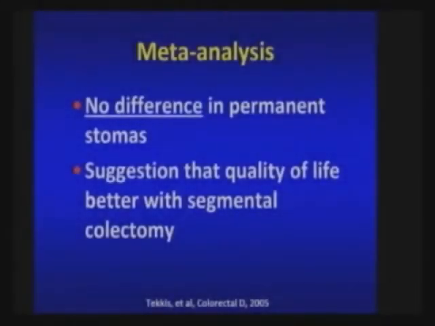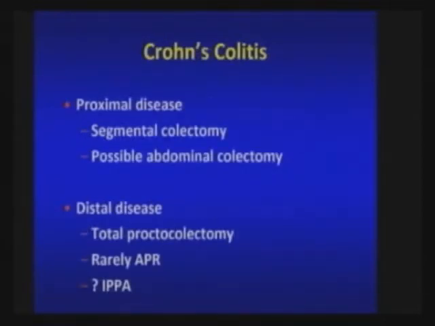There was no difference in the rate of permanent stomas, and some suggestion that quality of life was better with a segmental colectomy. So, for patients with proximal disease, an option is segmental colectomy. There certainly would be an area for discussion about doing a subtotal or abdominal colectomy.